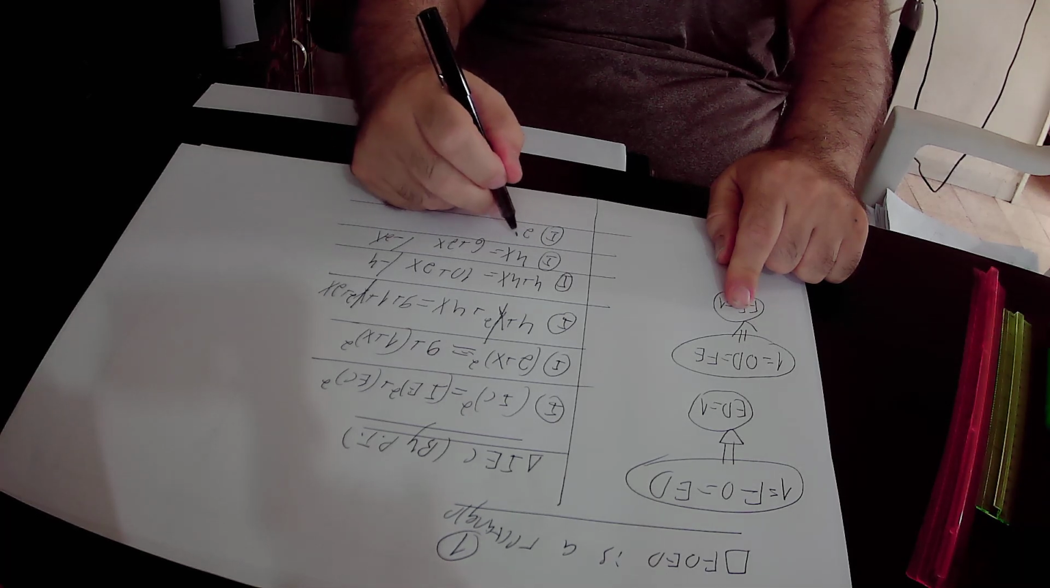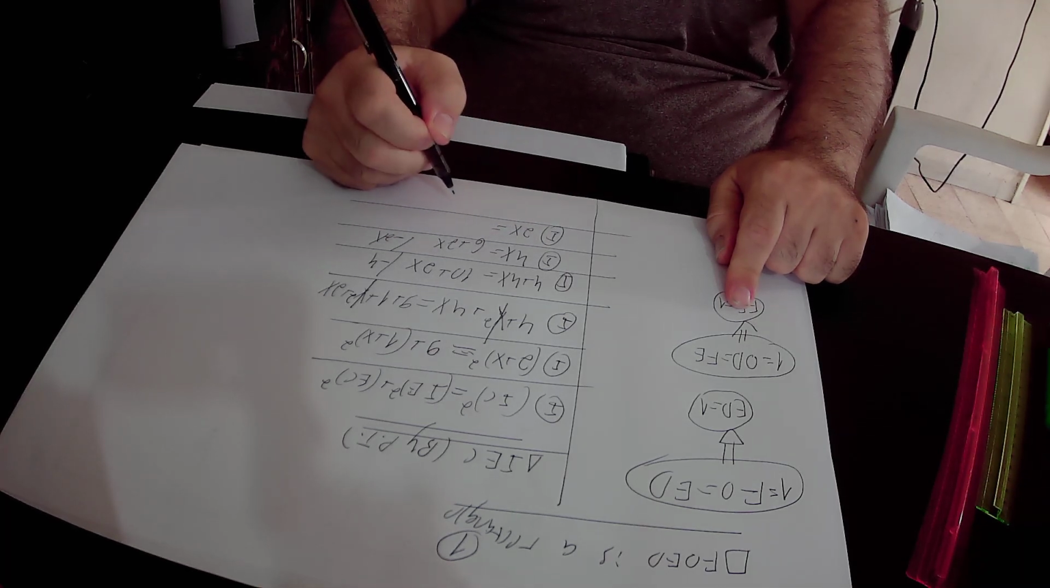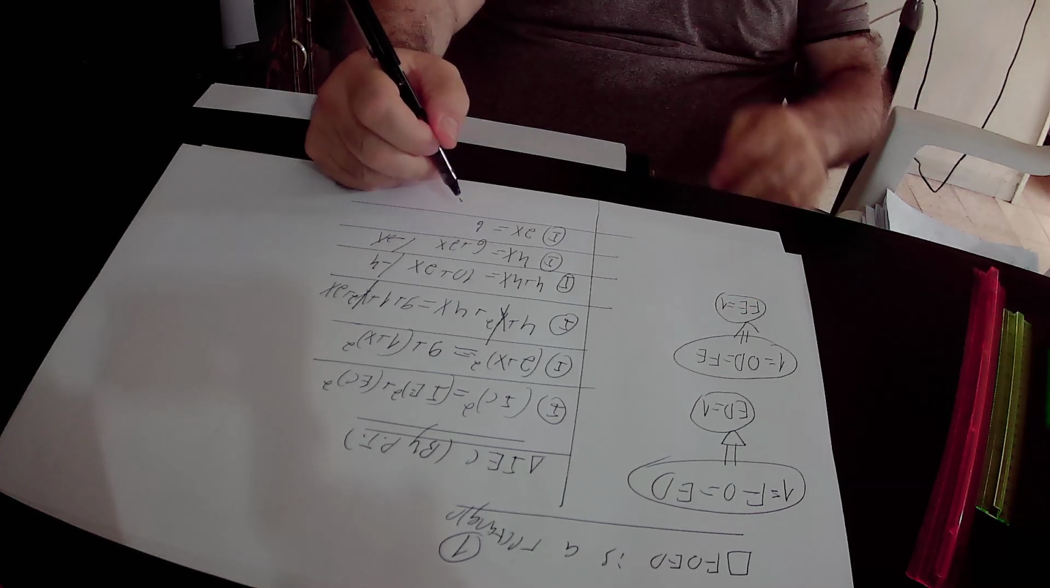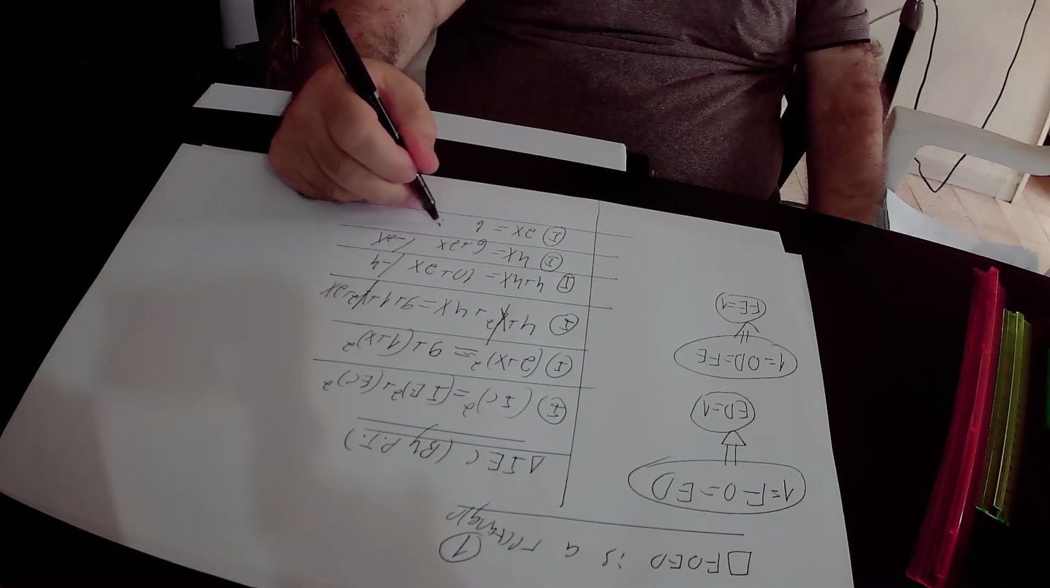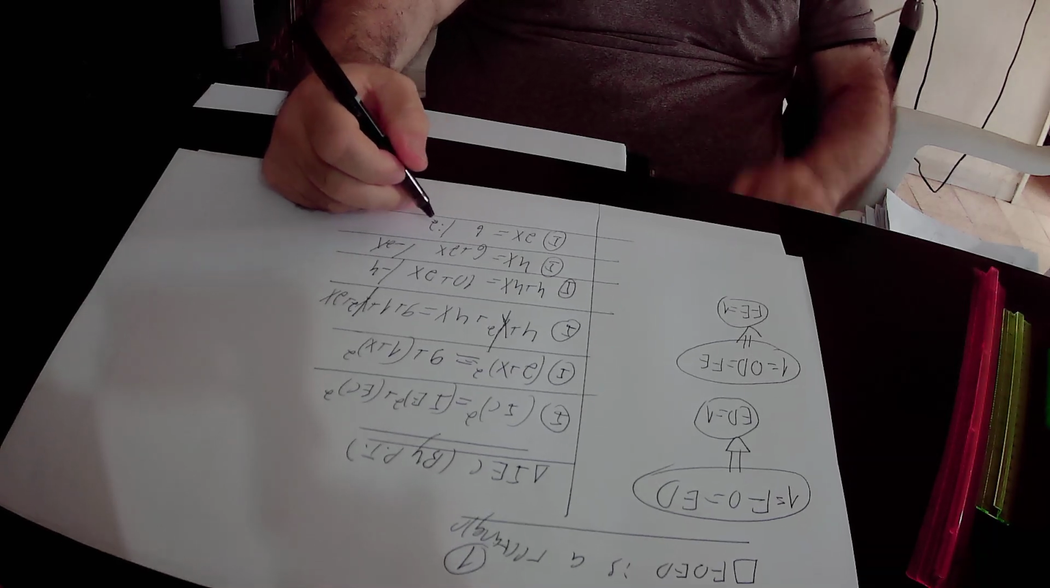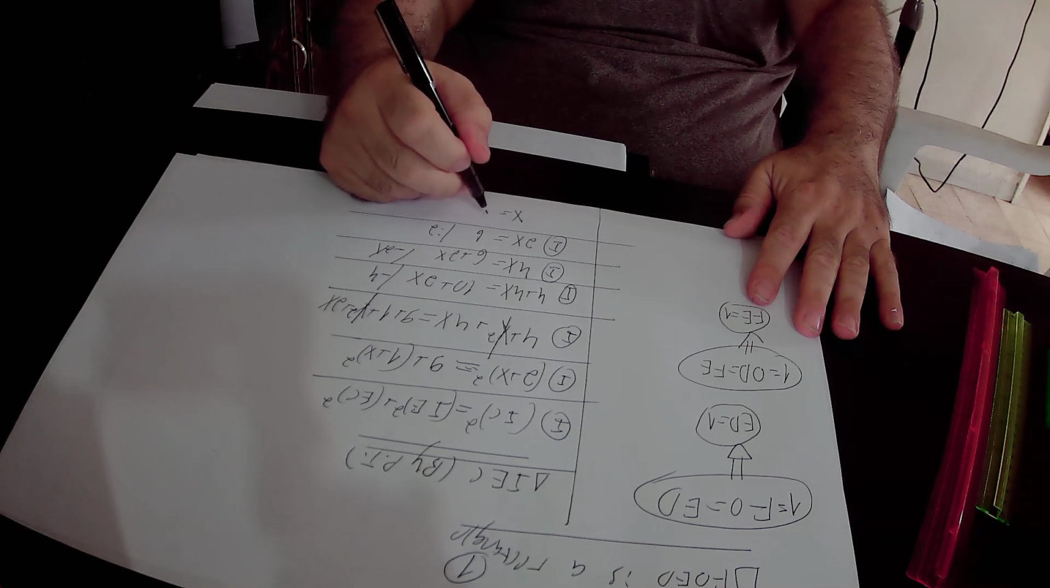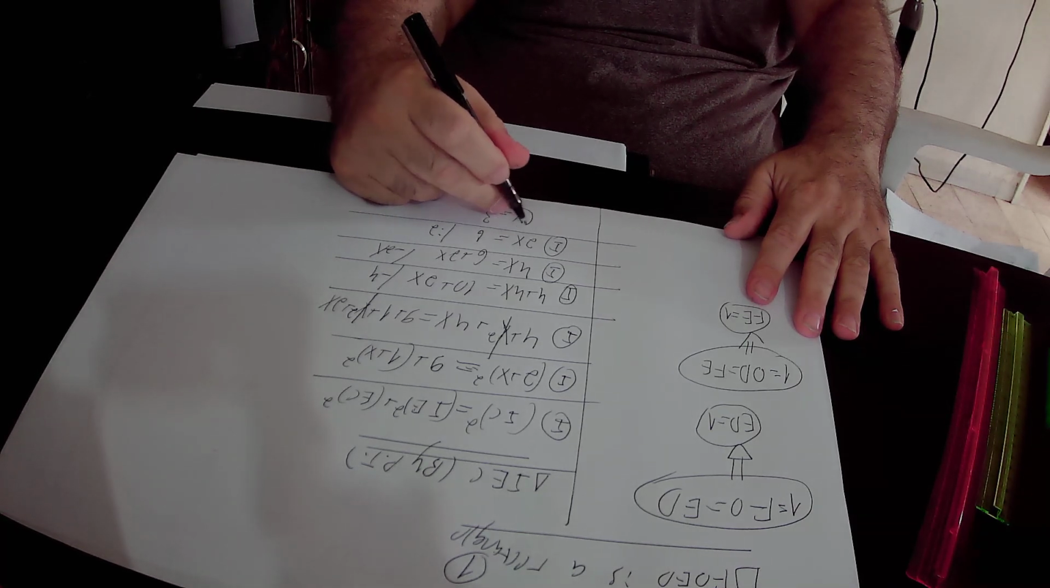Here we subtract 2x from equation number 1, and we get that 4x minus 2x is 2x. That is equal to 6. Here we will divide equation number 1 by 2, and we'll get that x equals 6 over 2 is 3. So x equals 3 units.